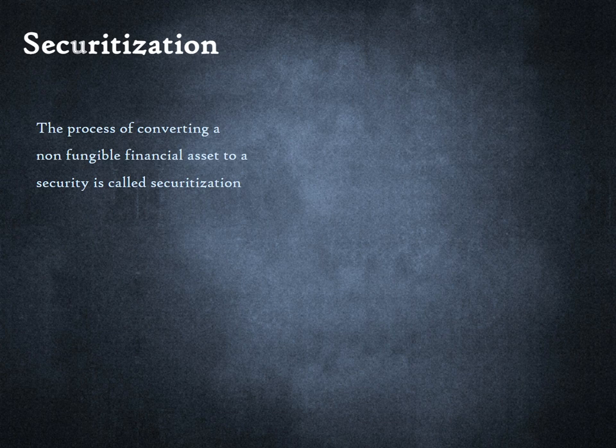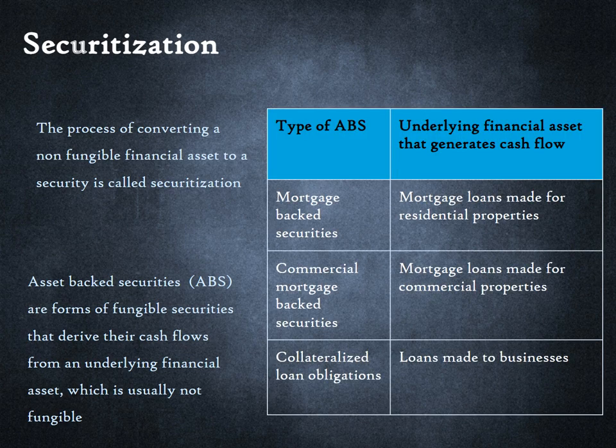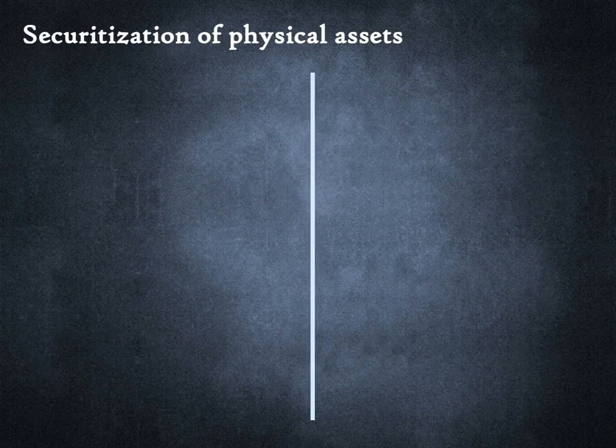The resulting securities are called asset-backed securities as they are backed by the cash flows arising from a different, and usually non-fungible, financial asset. We already saw the example of residential mortgage loans. Some additional examples are presented here. We now know that financial assets can be securitized.